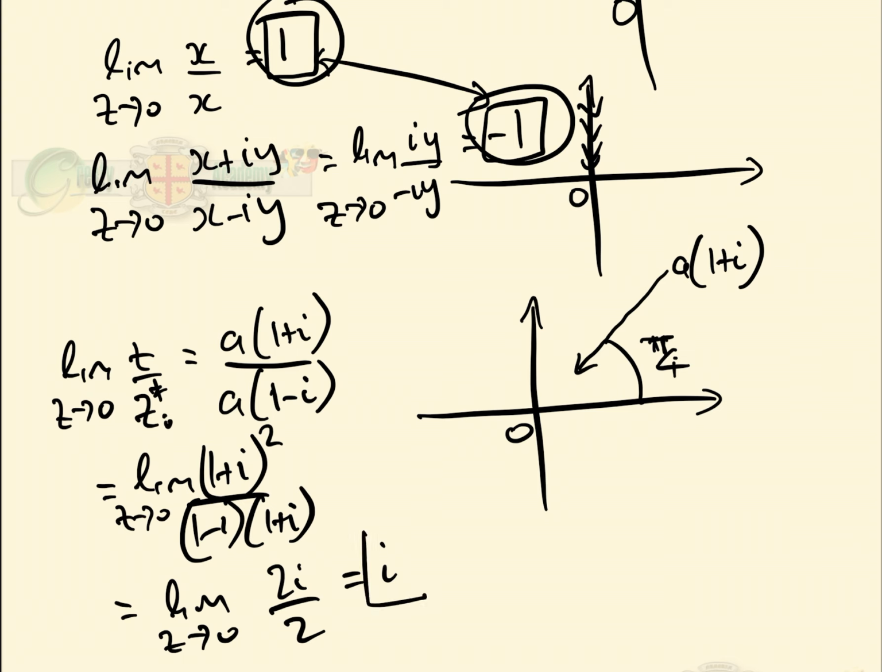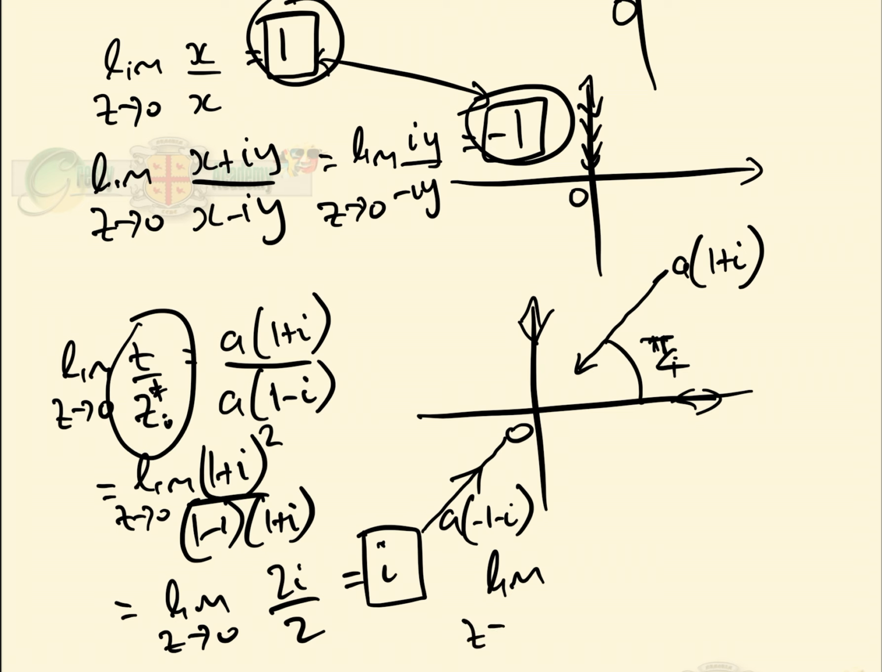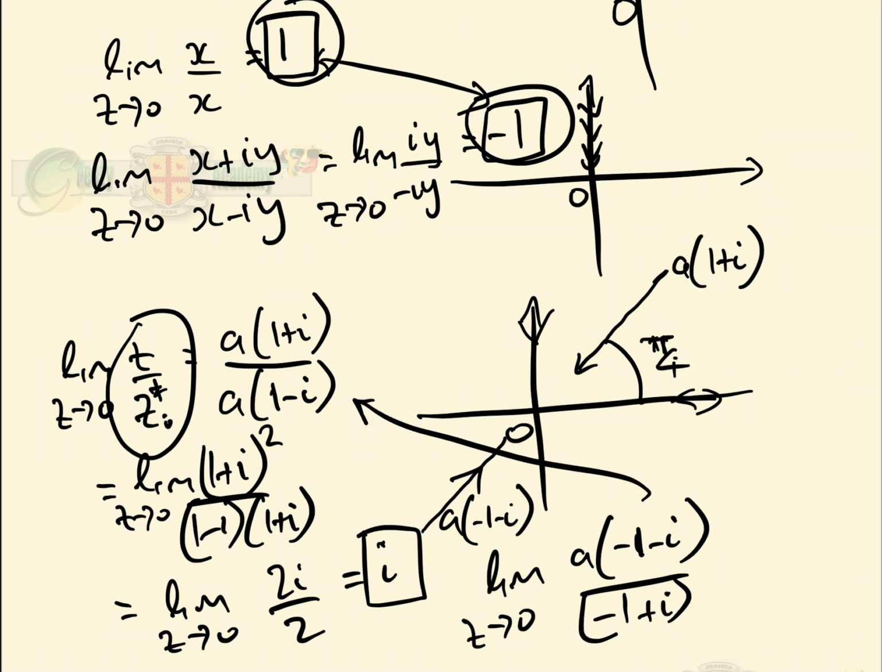So we've now found a third value to which this converges depending on where we approach. If we approach from the real, it was 1. If we approach from the imaginary, it was minus 1. And if we approach from the line 1 plus i, the answer is i. Now what about if it comes from the opposite line? I won't bother drawing it. That is minus 1 minus i. So that would be the limit as z approaches 0 of minus 1 minus i over minus 1 plus i, and this is actually identical to that. So if we approach from this direction as well, the limit also equals i.